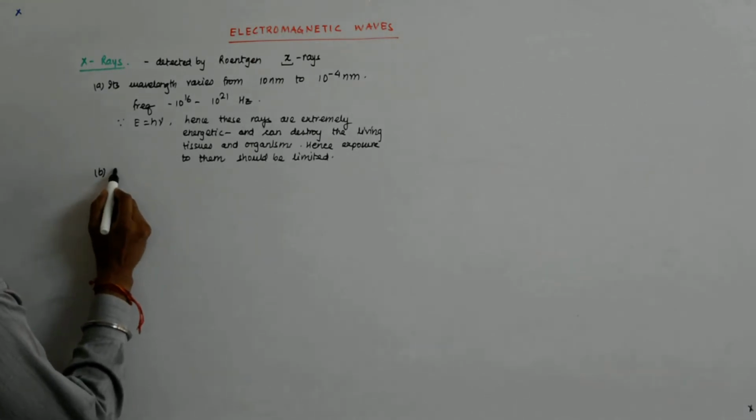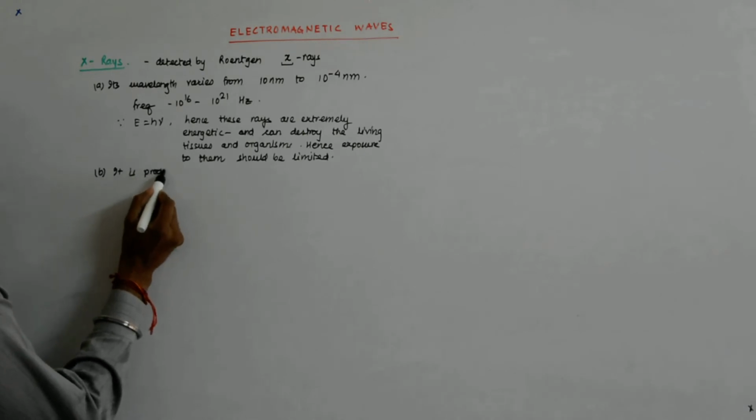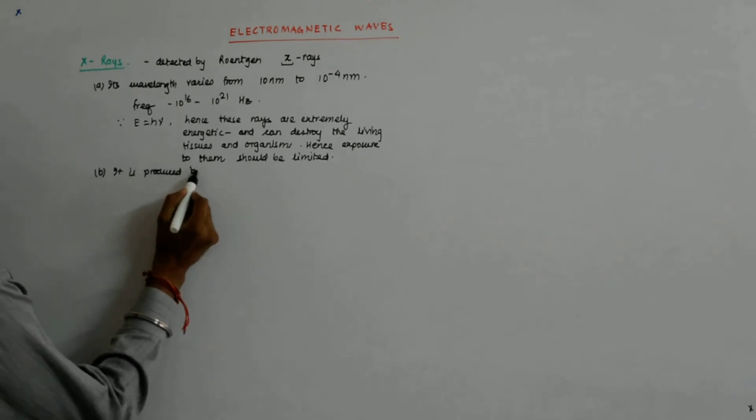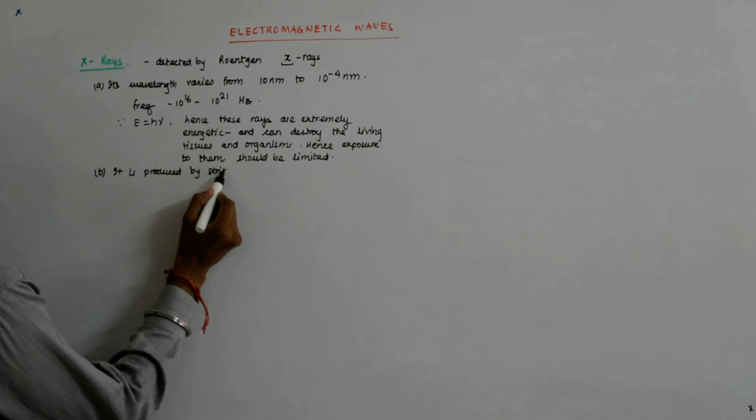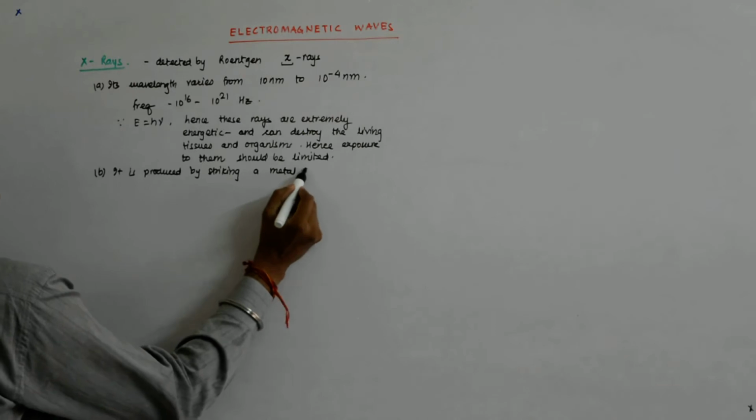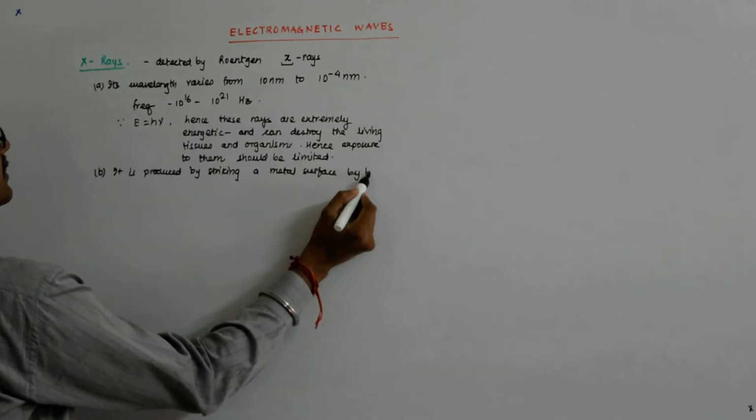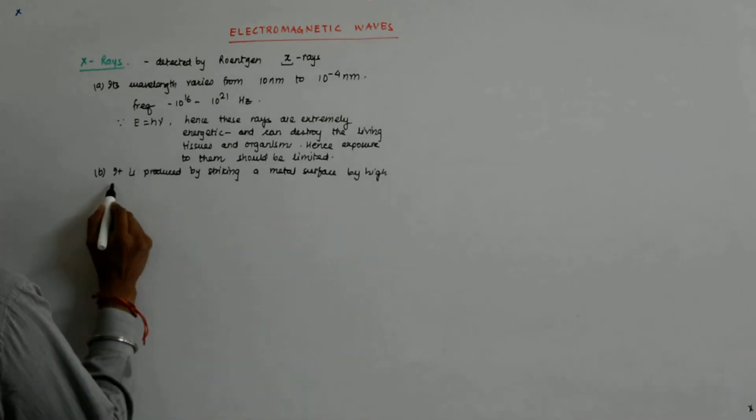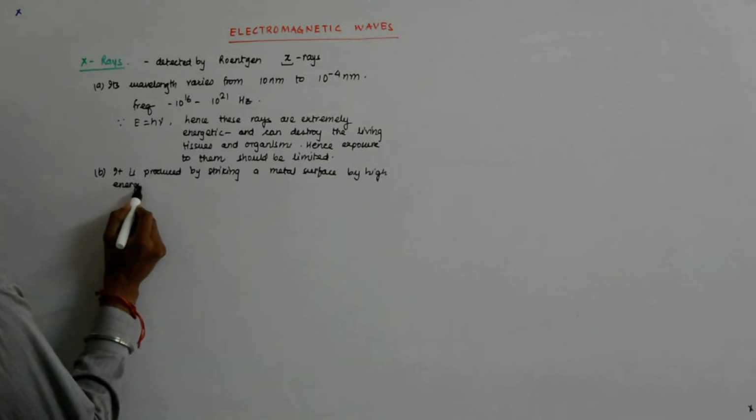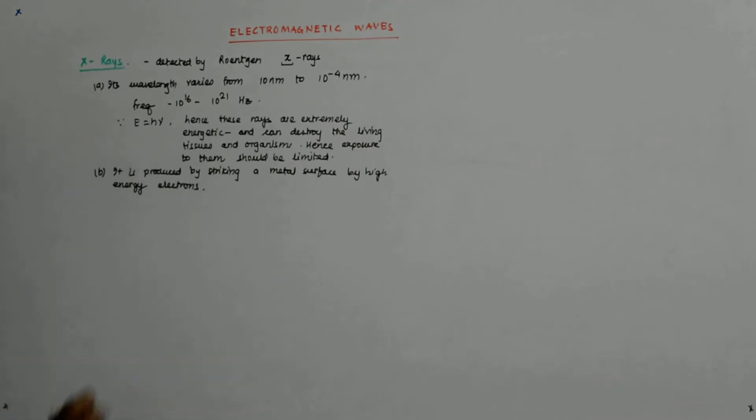Now, how is it produced? It is produced by striking a metal surface by high energy electrons.